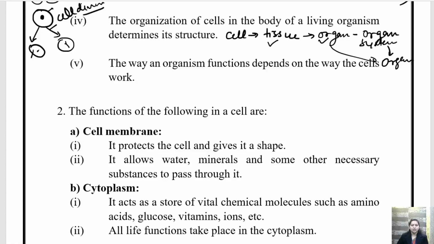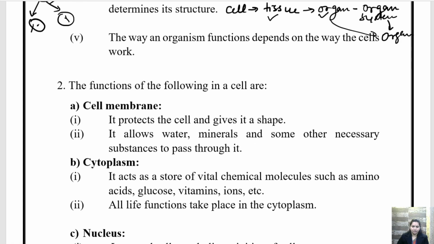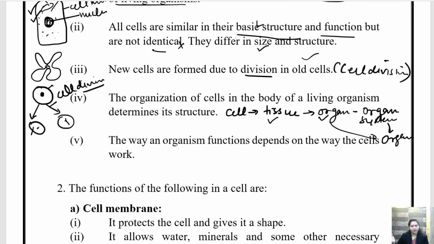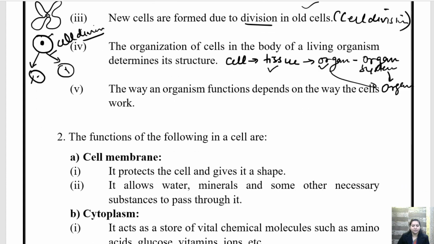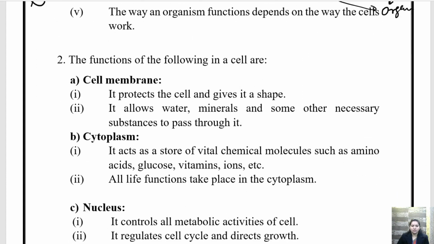Okay, moving ahead with the next question. Hope you have understood it, children. We have already discussed it in the class when I was explaining the chapter to you. Now coming on to the next question. In the next question we have to tell the functions of various organelles. Okay, so what is the second question? The second question is, what are the functions of the following in the cells? Cell membrane, cytoplasm, nucleus, chromosome, mitochondria and vacuoles. So we have to tell the functions of all these organelles.